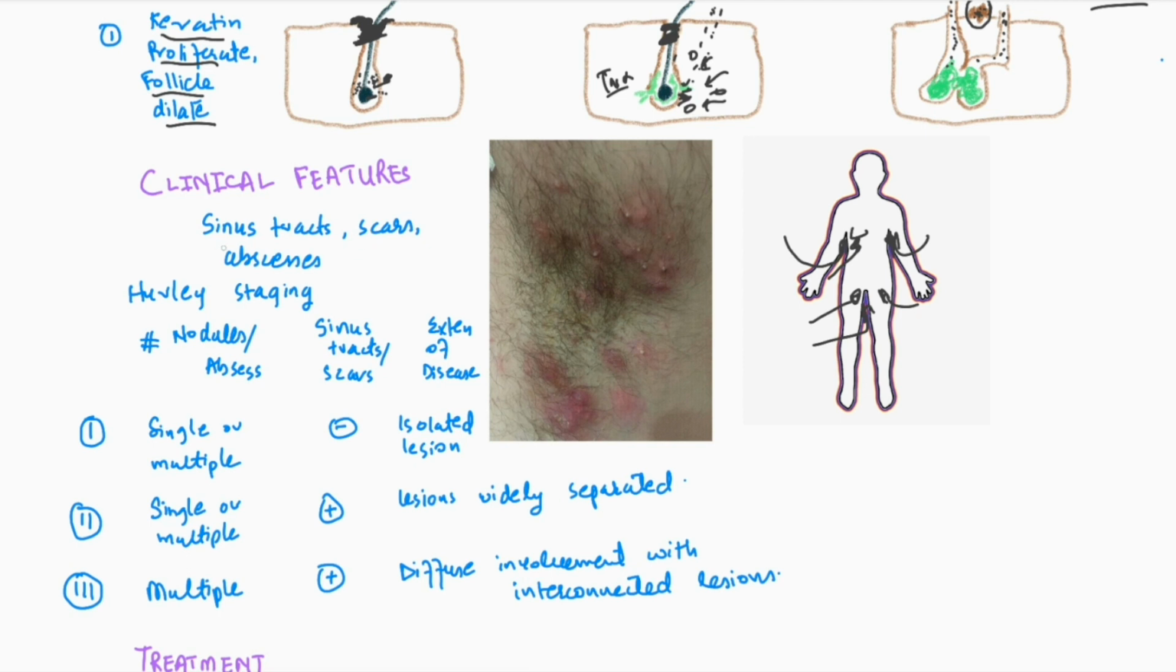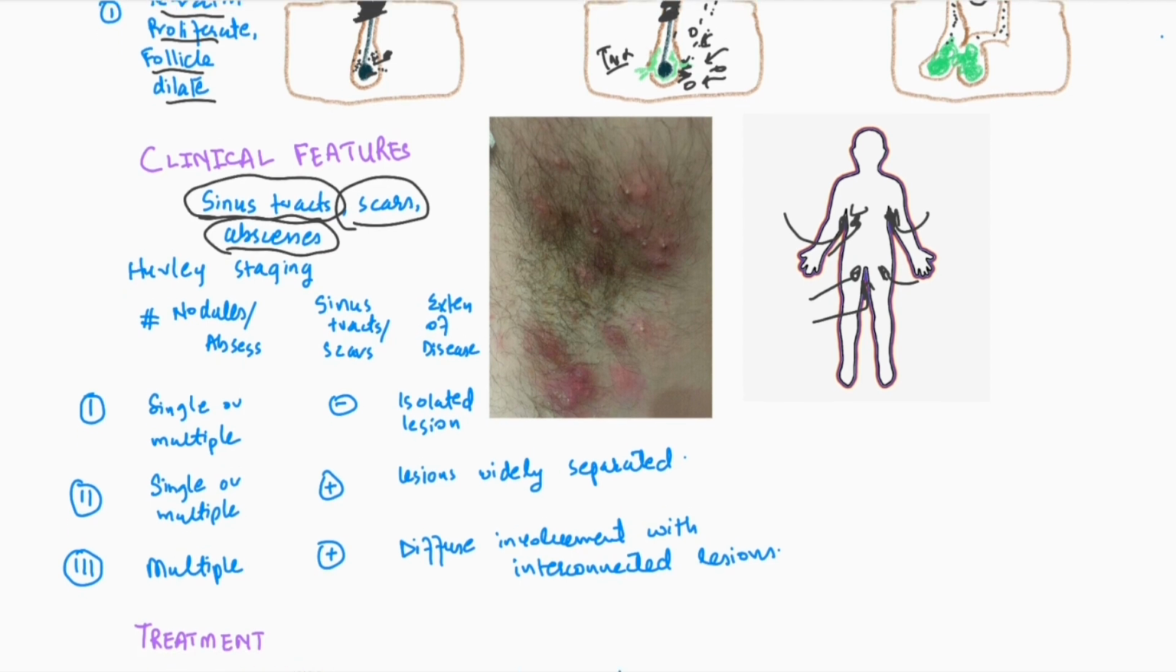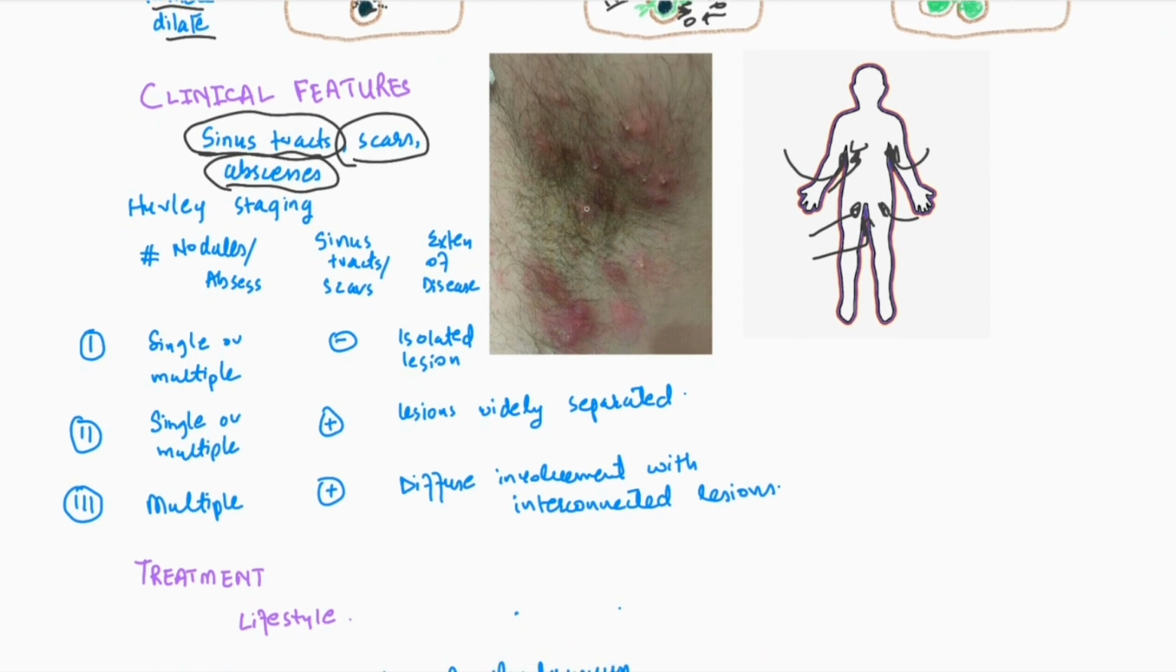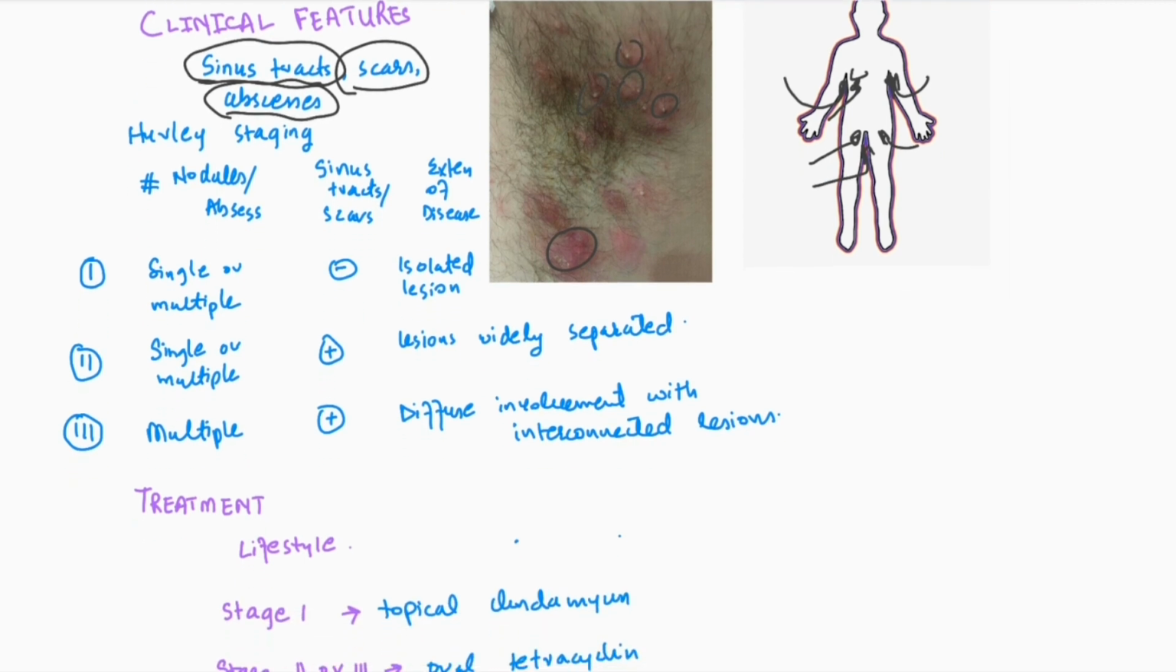So clinical features include, like we talked about, abscess formation, sinus tracts, and scars. You can visibly see that. It's really easy to recognize. You can search on Google and find a lot of really gross pictures of hidradenitis suppurativa. It's really easy to recognize if they give you a picture. So here you can just see the lumps. You can see folliculitis going on, maybe microabscess formation. This is just an image from Google.